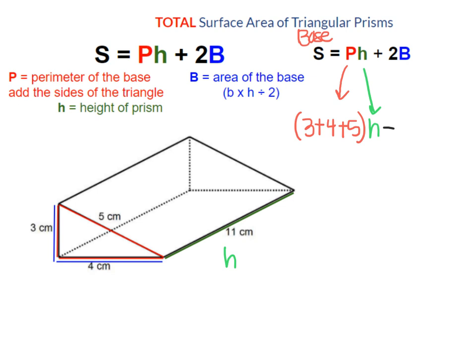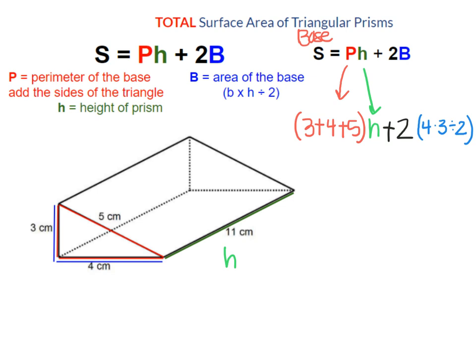Next, I will be adding 2 times the area of the base. The base again is a triangle. So to find the area of the base of a triangle, I'm going to do 4 times 3 and then divide by 2, because that's again how we find the area of triangles. All right, let's go ahead and start working this out.